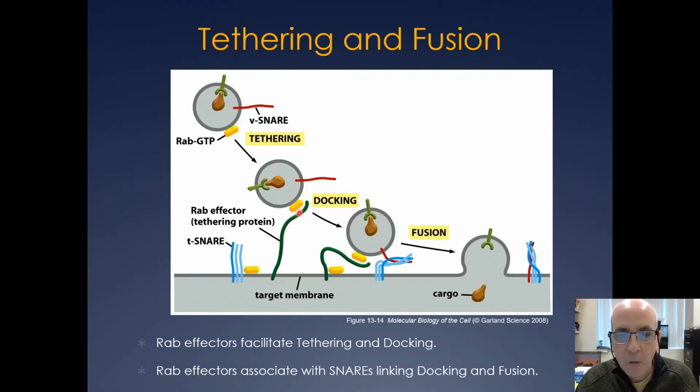So the Rab will associate with a Rab effector protein. Okay, and this is called the tethering step. Now you have the vesicle actually tethered to the appropriate target membrane. Okay, the Rab effector can then bring the vesicle in to what is called the docking state. And during the docking state, you get the formation of what is called a trans-SNARE pair. Okay, and that's where your vesicle SNAREs become associated with the target SNAREs, or your T-SNAREs. So you have a V-SNARE coming together with T-SNAREs. And these form coiled coils like we've seen before.